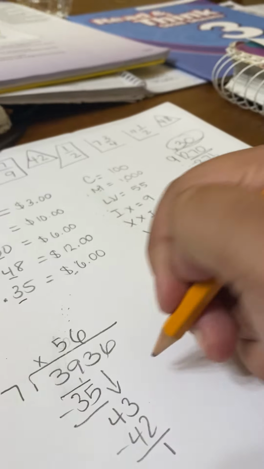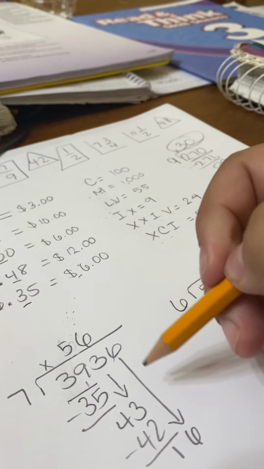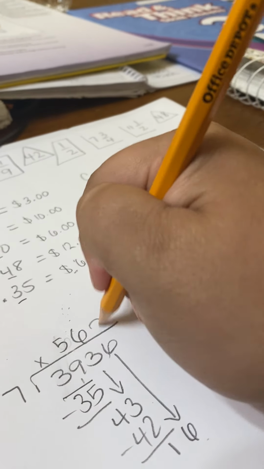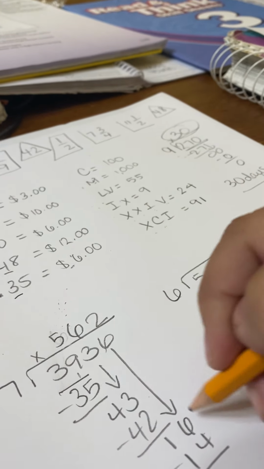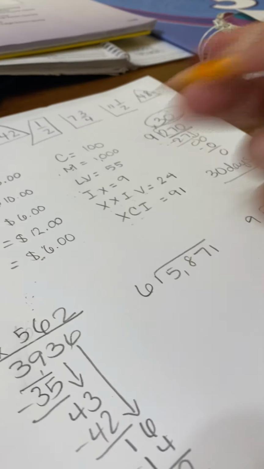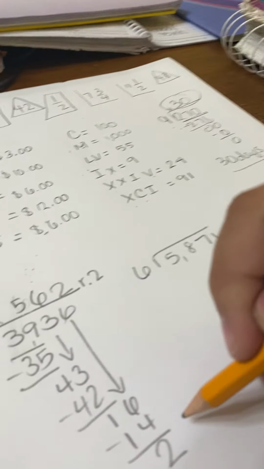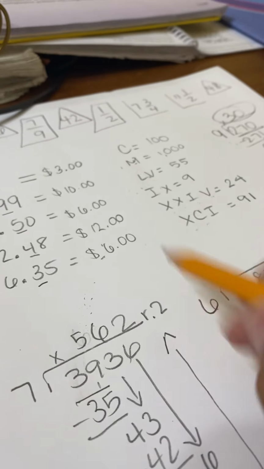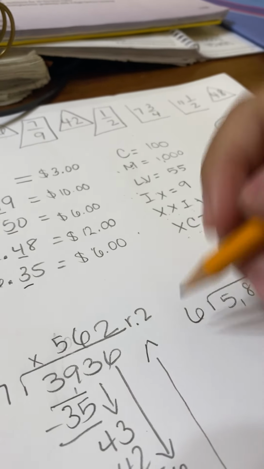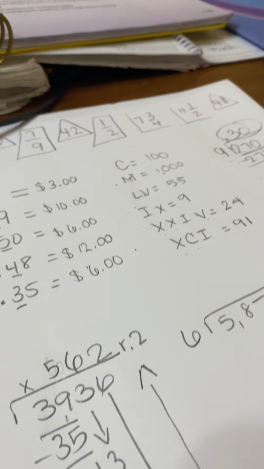3 minus 2 is 1, bring down the 6. 7 times what is close to 16? My answer is 2, because 2 times 7 is 14. And 6 minus 4 is 2. My remainder is 2. Always bring up your remainder. If it has a remainder, never leave your answer without the remainder. Okay? Always bring it up.